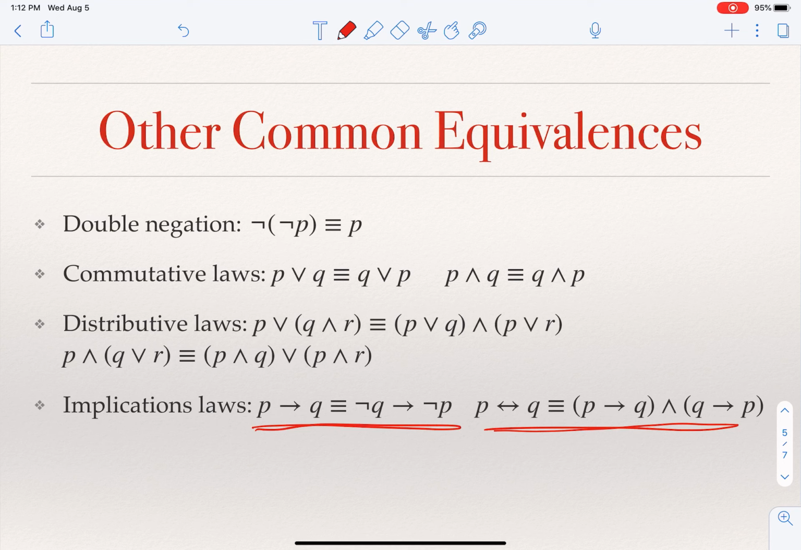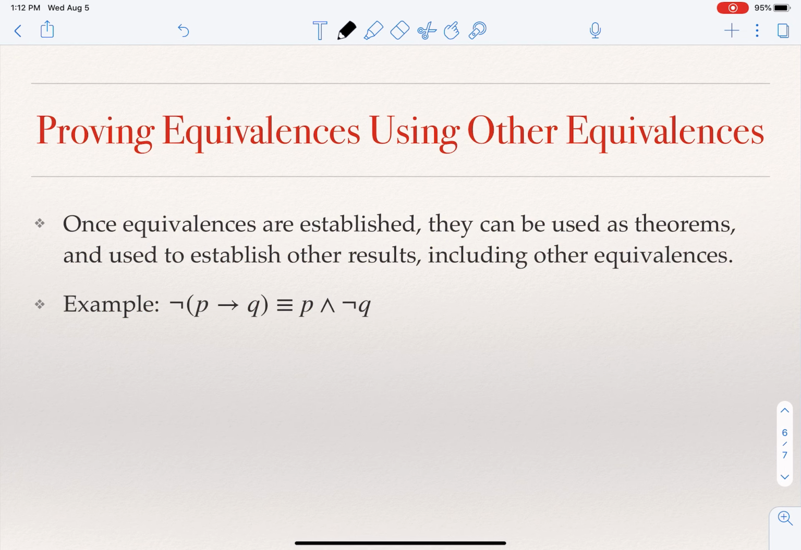As I said, using a truth table is the standard, simple way of establishing whether two propositions are equivalent, but sometimes that's tedious. And again, as we said, this can also be very time consuming. So another way to establish equivalence is by using a sequence of equivalences that we have already established to get at what we want. So for example, suppose I want to prove that not P implies Q is equivalent to P and not Q. One way to do that is as follows.